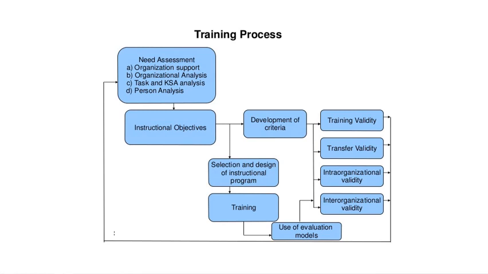Now the next important phase in the whole training process is selection and design of the instructional program. Here the HR department will plan the design of the training program, like what methods are used for training. There are different methods, we will see them in the next lecture. Then what techniques will be used for training, who will be the trainer, who will be the trainees, what will be the duration. All these things will be decided in the design of the training program. So the whole agenda will be decided here.